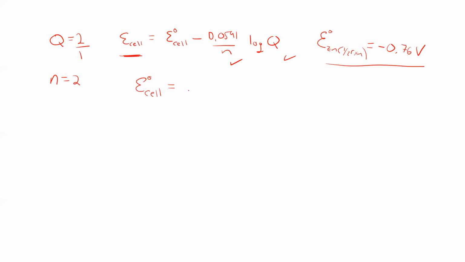So we know the standard cell potential for the whole cell is going to be equal to the half cell potential at the cathode minus the half cell potential at the anode, right, which will just be negative 0.76 because our reduction is occurring at the cathode, minus, well, it's the same standard reduction potential that's occurring at the anode, so minus a negative 0.76 volts.